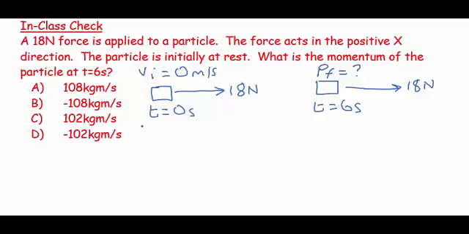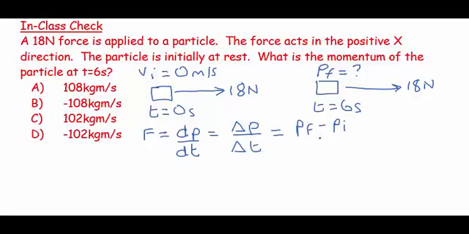So I need something that links these things. I've got a v_i, I've got a change in time, I've got a force. And the expression that comes to mind is force is equal to dp by dt. That's what Newton said, which, averaged over time, is my change in momentum over change in time, which equals my p final minus my p initial, my final momentum minus my initial momentum over my final time minus my initial time.